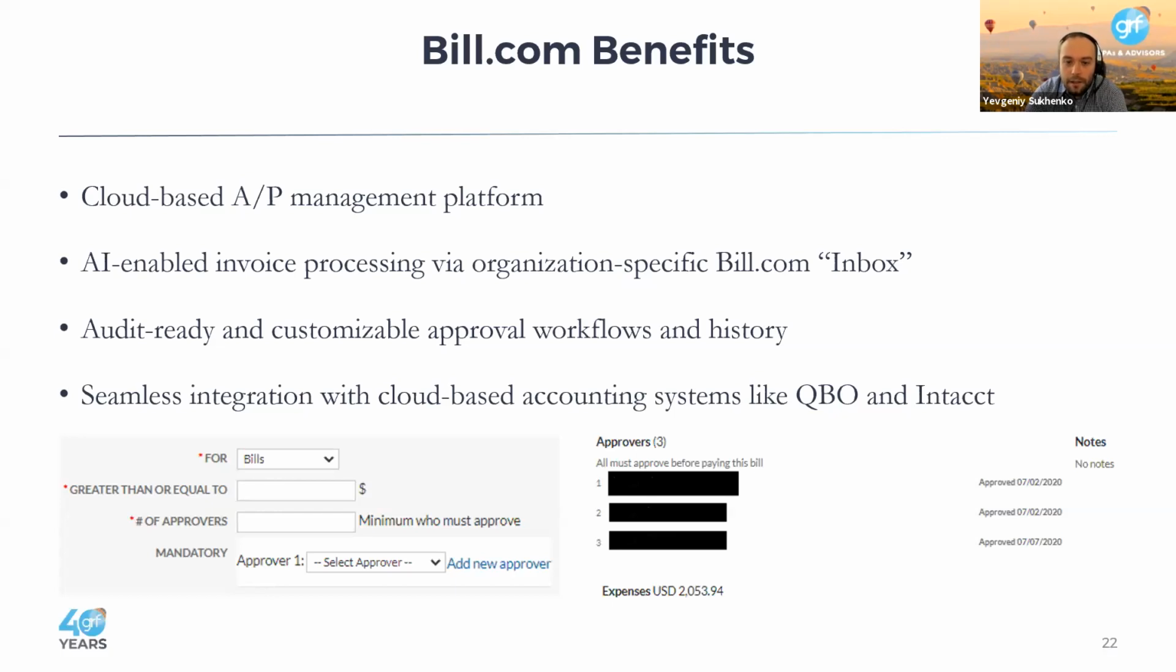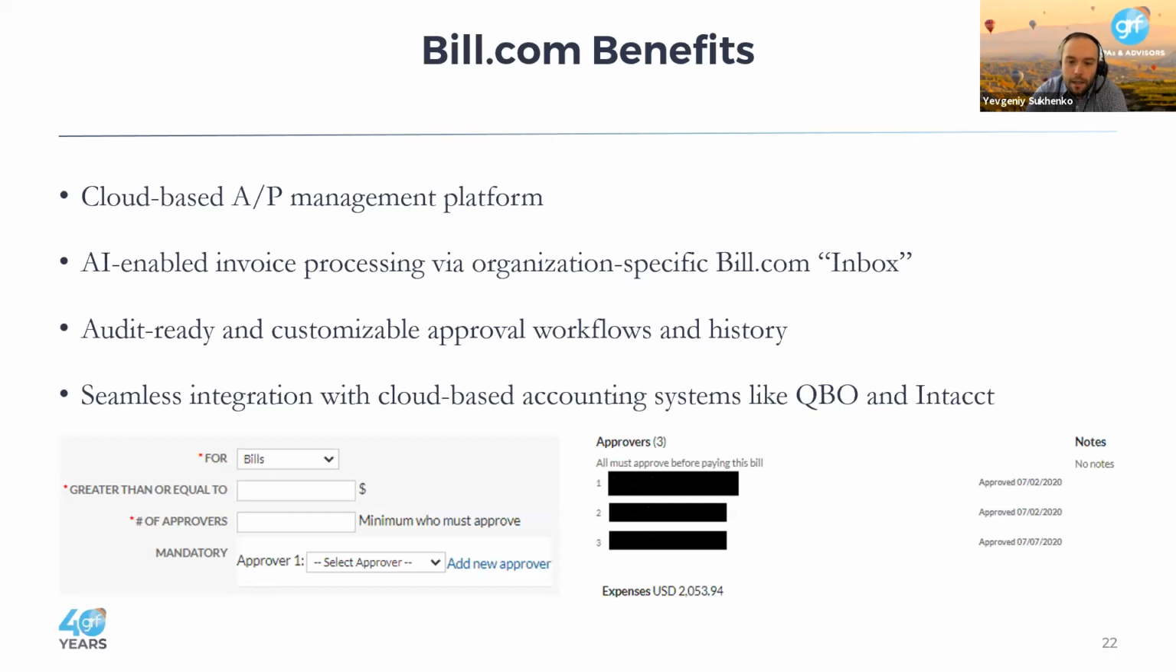And then behind the scenes, the artificial intelligence from Bill.com is reading those invoices sent to the inbox and coding them for you, doing its best estimate and best guess of how it should be coded and to whom it should be routed for approval, so that you're cutting down on the time actually spent processing these invoices. And as it relates to audits and really any assurance engagement, both audit and reviews, Bill.com is built with audits in mind.